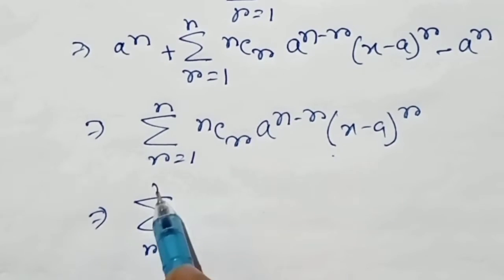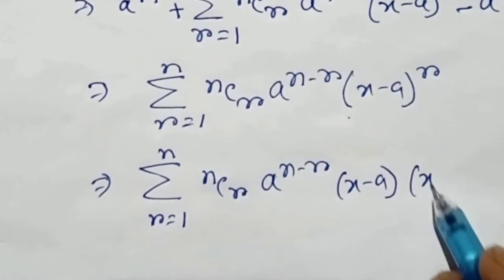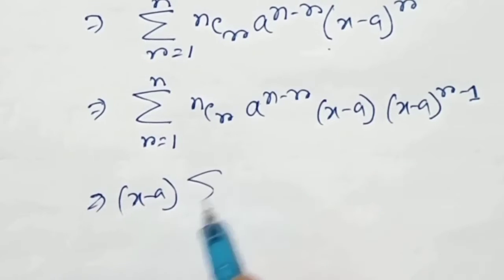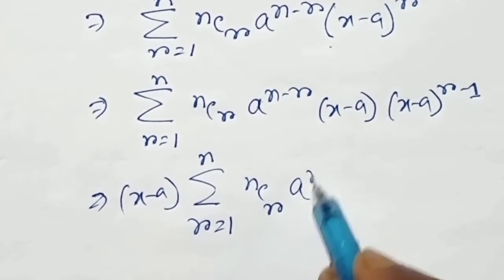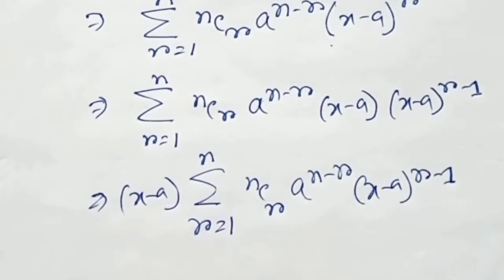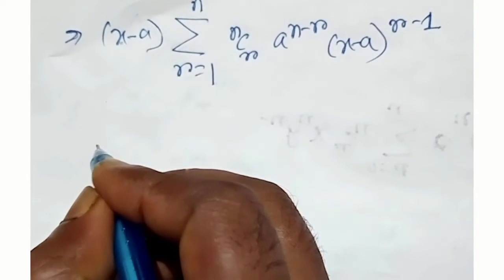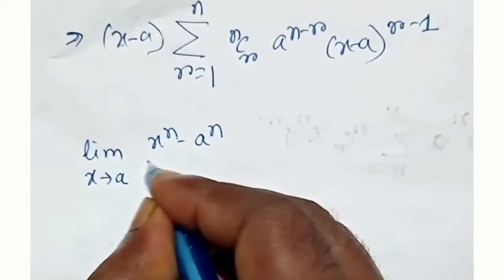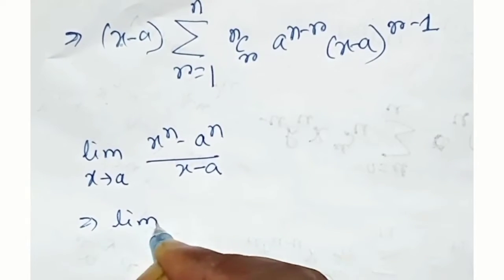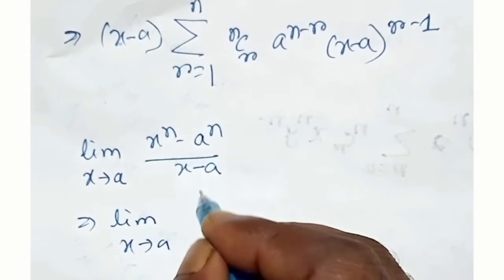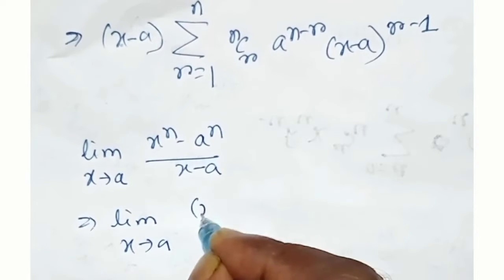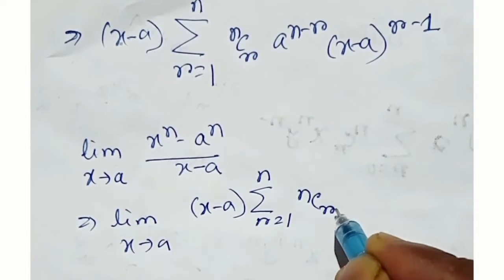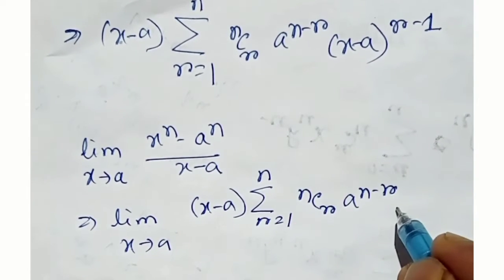Now guys, our attempt will be to get one (x minus a) out of this summation, okay. So what we'll do is, (x minus a) times summation r equal to 1 to n nCr a power n minus r into (x minus a) power r minus 1. Right. So guys, now using this expression, we can simplify our limit. So limit x tends to a, (x power n minus a power n) by (x minus a) equal to limit x tends to a, (x minus a) summation r equal to 1 to n nCr a power n minus r into (x minus a) power r minus 1.